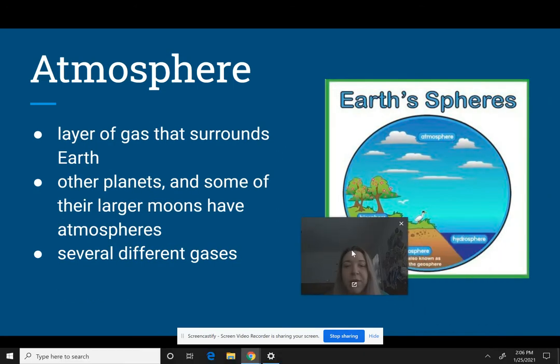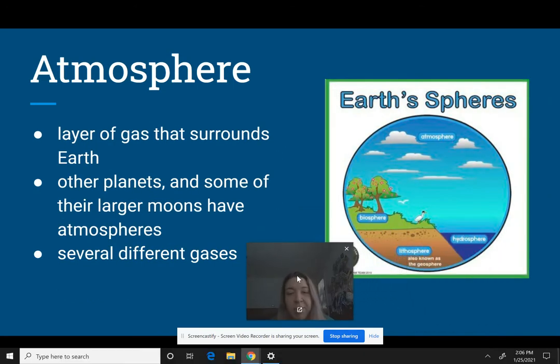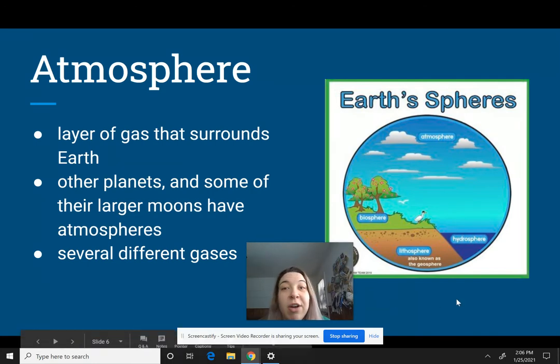All right, let's move on to atmosphere. The atmosphere is just the layer of gas that surrounds the Earth. It's made up of lots of different gases, so it's not just air, not just oxygen. Other planets also have atmospheres, which is kind of interesting, and some larger moons. So we're not the only fancy ones.